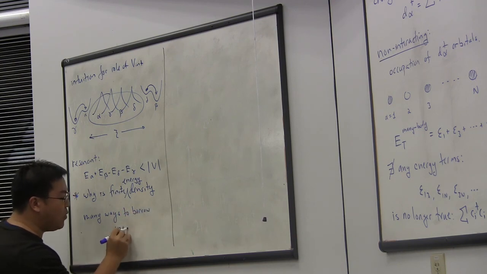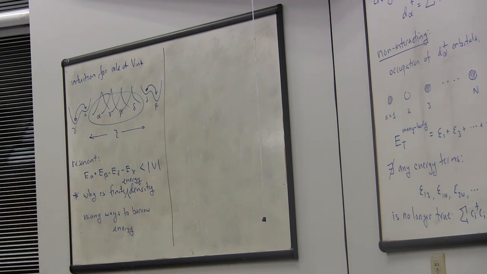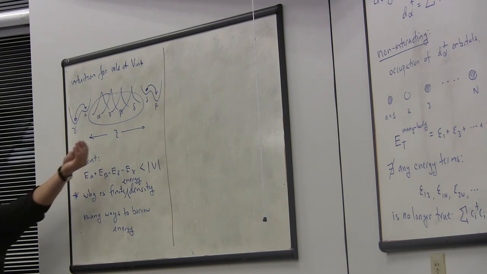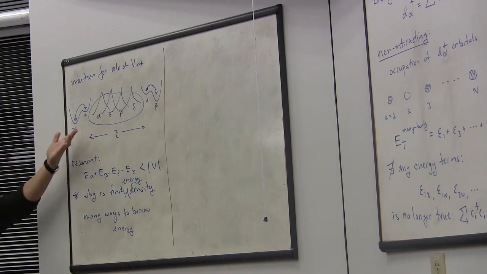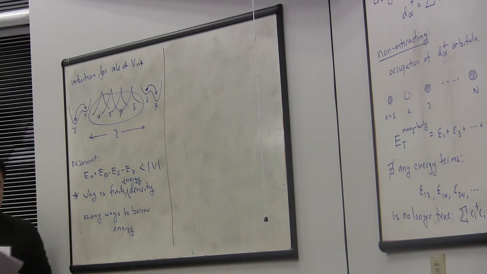Right? So the intuition is simple. When you're at very, very low energy density, there aren't any of these higher processes that are already occupied. So there's nowhere to borrow energy from, which is why we typically think about the physics being at finite energy density.